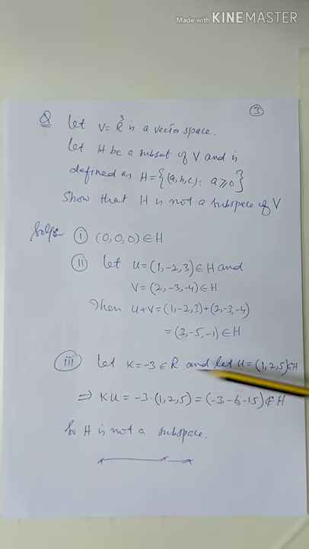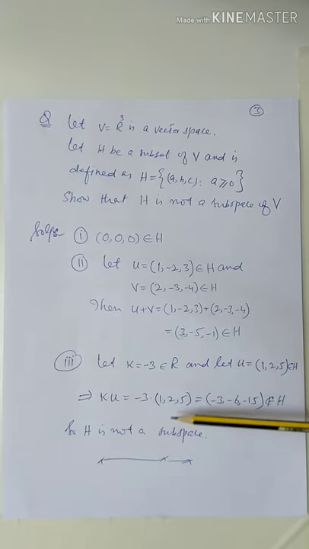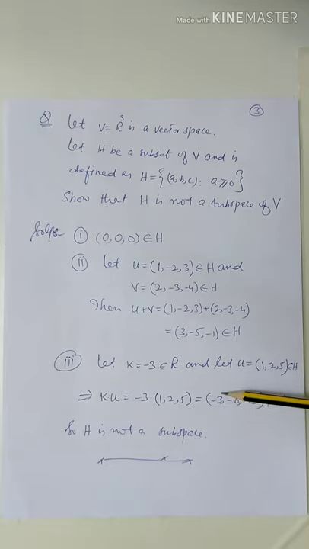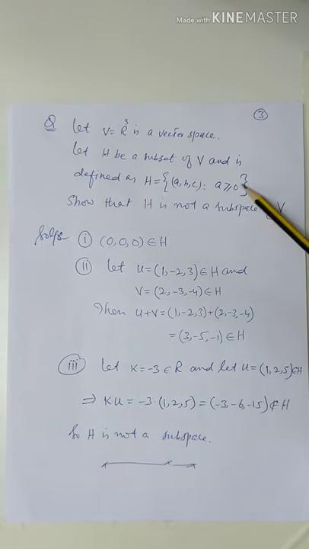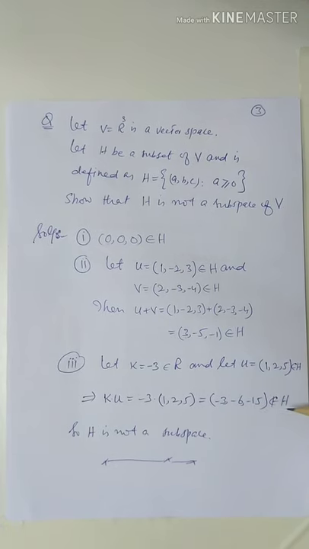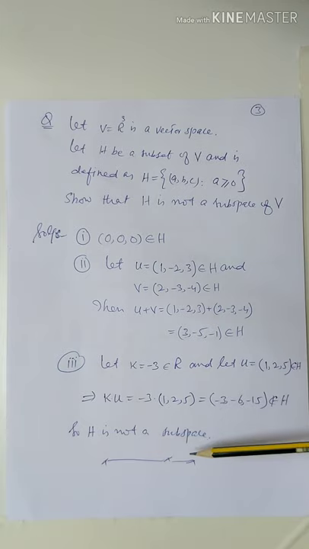If I multiply k with u, so minus 3 multiplied with 1, 2, 5, what do you get? You get minus 3, minus 6, because minus 3 multiplied by 1 is minus 3, minus 3 multiplied by 2 is minus 6, and minus 3 multiplied by 5 is minus 15. Now this does not belong to H. Why? You can see the first element is minus 3, and minus 3 is not greater than or equal to 0, it is less than 0. Because in H the condition was A must be greater than or equal to 0, but here minus 3 is coming. So this does not belong to H. Therefore, H is not a subspace.